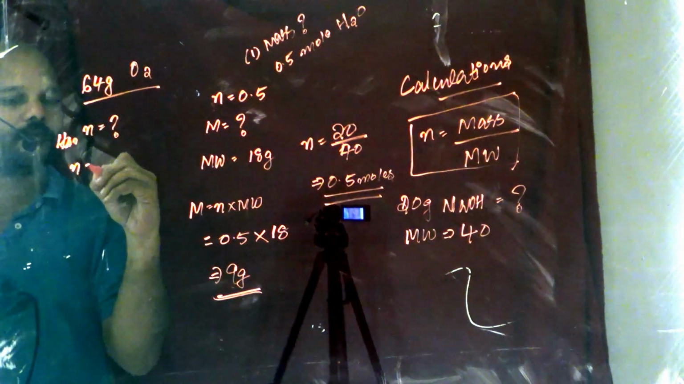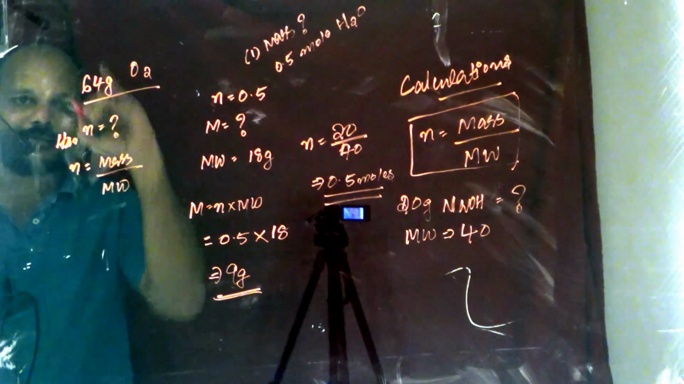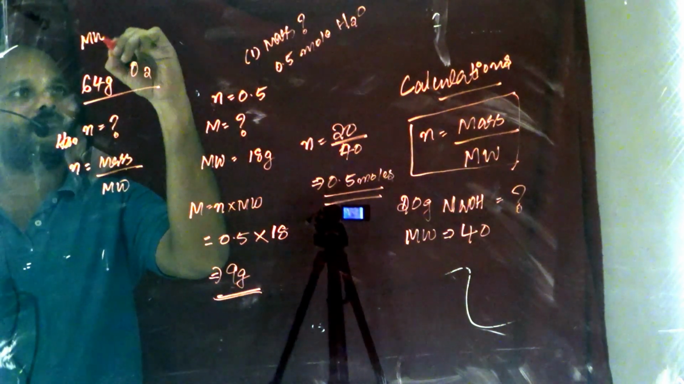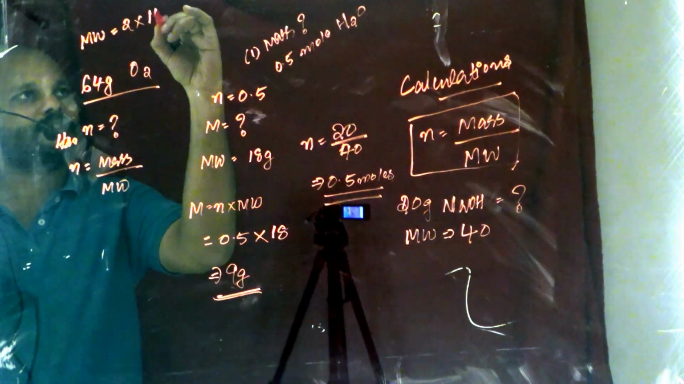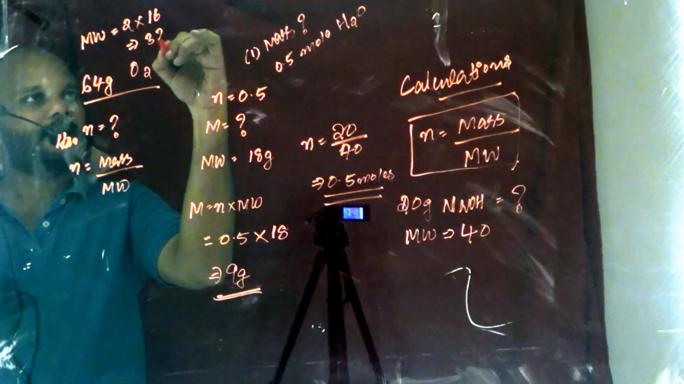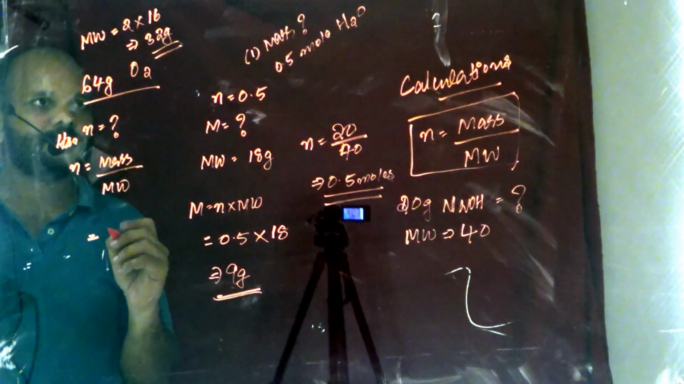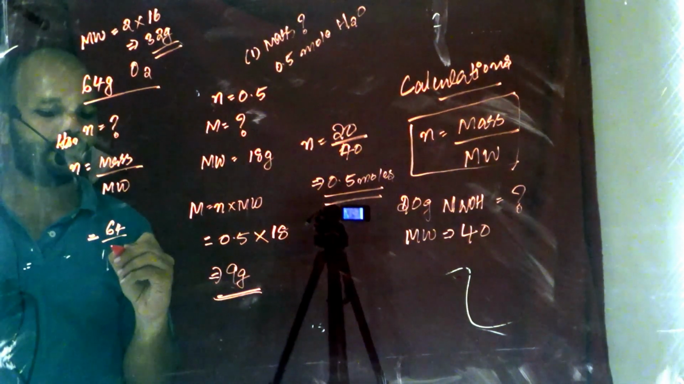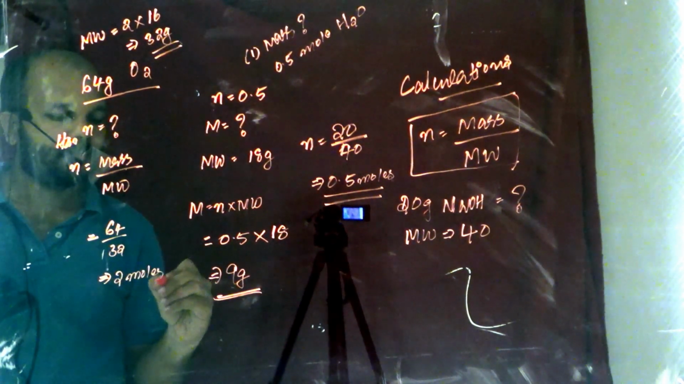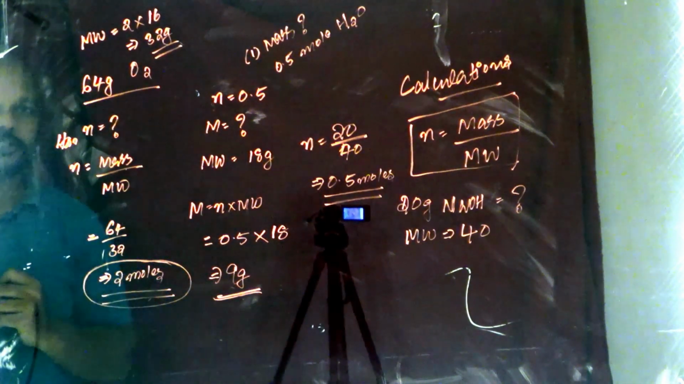Number of moles, you are familiar, is mass divided by molecular weight, right? So 64 gram of oxygen. The molecular mass of oxygen is 2 into 16, where 16 is the gram atomic mass of oxygen. So this is going to be 32 gram. So the mass is 64 divided by 32. So this is going to be 2 moles. Okay, so this is how it is going to come.